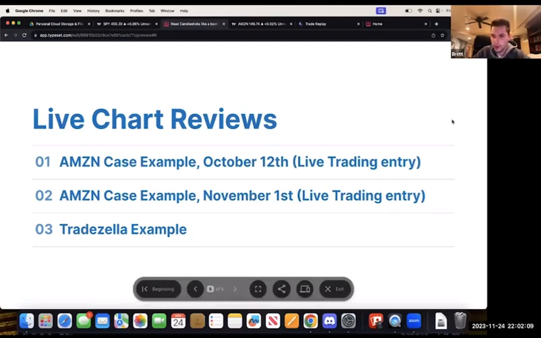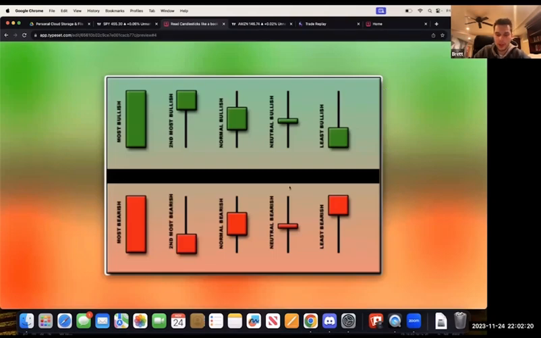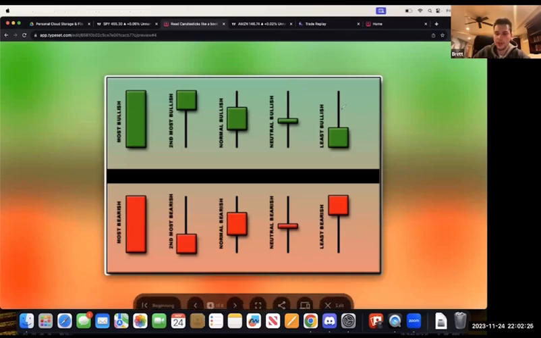Okay, what if the wick is very short for those pin bars? The shorter the wick, the less likely a reversal, right? Again, these are your optimal case examples, right? What do I mean by that?